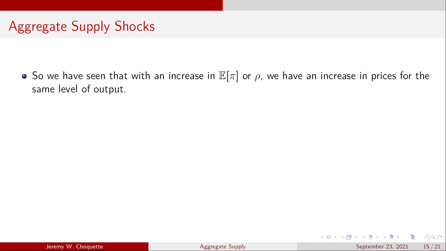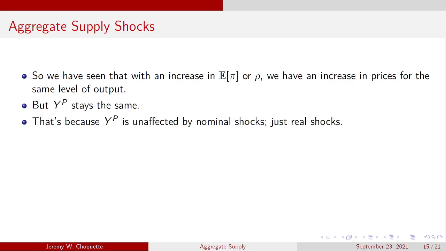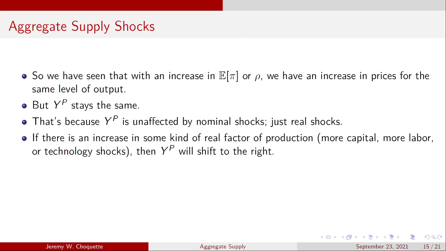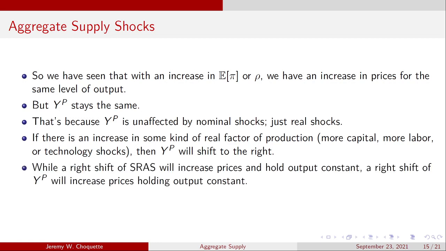So we've seen that with an increase in expected inflation or in rho, we have an increase in prices for the same level of output. But potential output stays the same. Why is that? Well, it's because potential output is unaffected by nominal shocks. It's only affected by real shocks. If there's an increase in some kind of real factor of production, you've got more capital, more labor, or there are technology shocks, then we can shift potential output to the right.